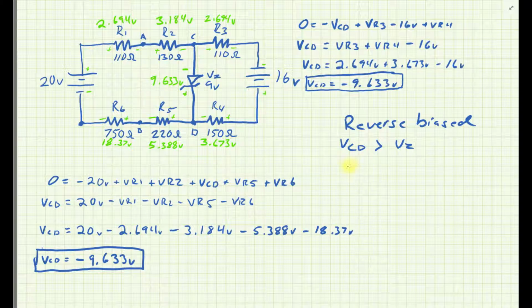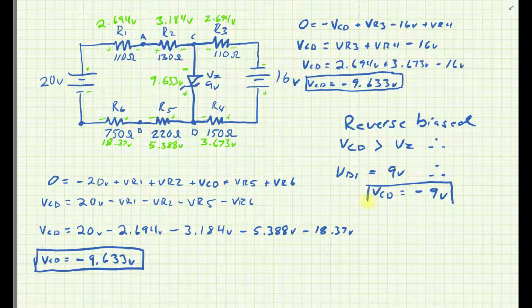And therefore the voltage of D1 equals 9 volts. So VCD, now remember, it's negative 9 volts. My diode has just reacted, and it will not be minus 9.633 anymore. It's going to start allowing current through, change its internal resistance, and hold the 9 volts. If you were to measure it from C to D, you would see minus 9 volts right there on your DMM.